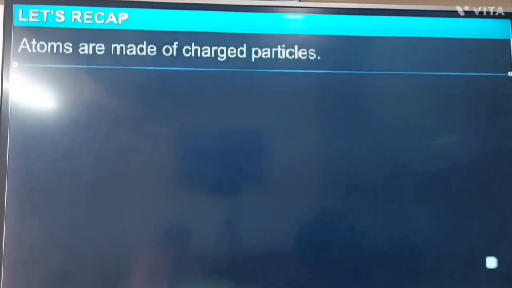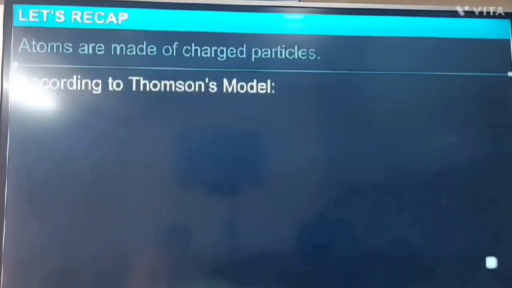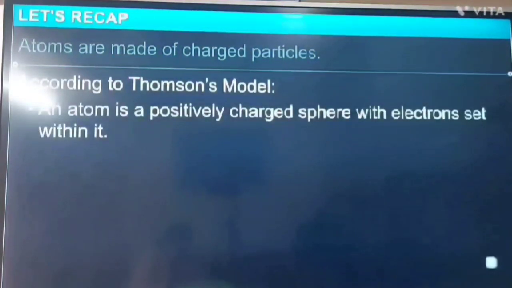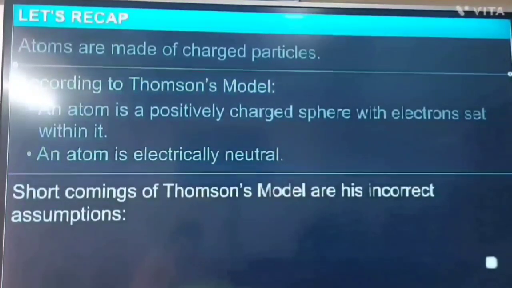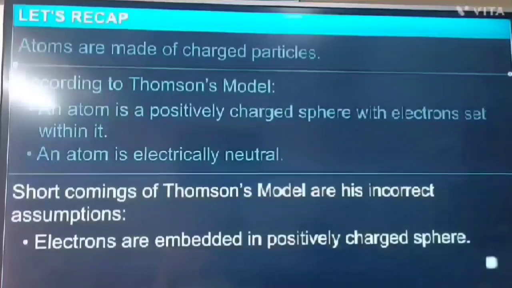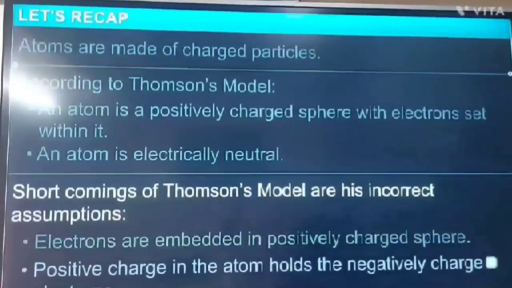In this module, you have learnt that atoms are made of charged particles. According to Thomson's model, an atom is a positively charged sphere with electrons set within it. An atom is electrically neutral. Shortcomings of Thomson's model are his incorrect assumptions. Electrons are embedded in positive charge. Positive charge in the atom holds the negatively charged electrons.